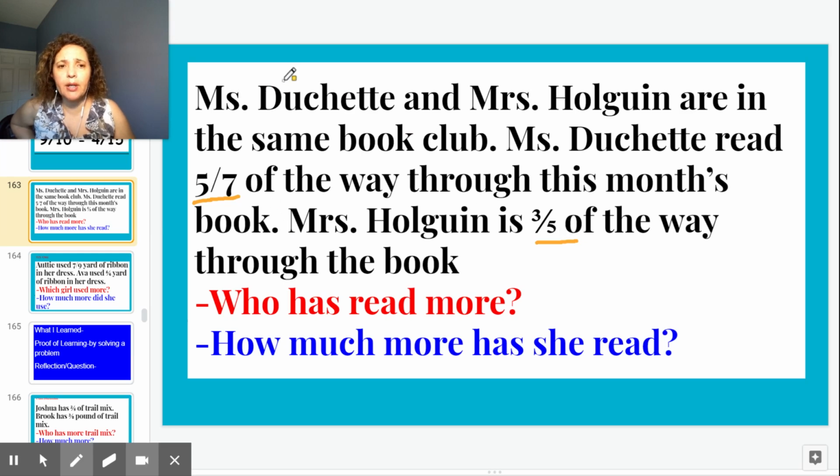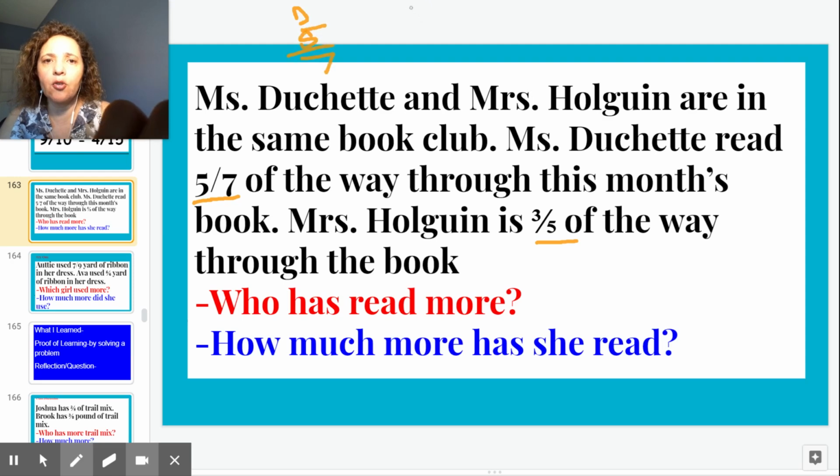So, I'm comparing. I'm going to put a D for Miss Duchette, and I'm going to put 5/7 under Miss Duchette because she has read 5/7. I'm going to put an H for Holguin, and I've read 3/5. So first I got to find out who's read more. They're asking me to compare, so I got to see which one is bigger.